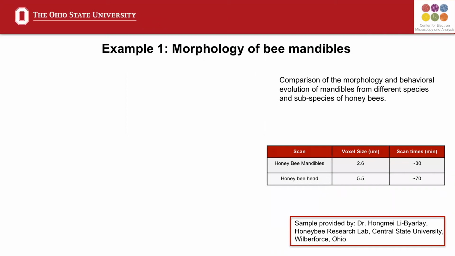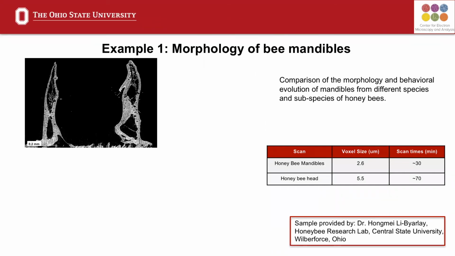For the initial scans, the bee mandibles were dissected from the bee head and scanned as pairs with a voxel size of 2.6 micron, with each scan taking approximately half an hour. The image that's just appeared is a 2D slice from one of the tomograms. On the left here, you can see one of the mandibles, and on the right, you can see the other mandible from the same bee. We scanned over 30 bee mandible pairs in this way.